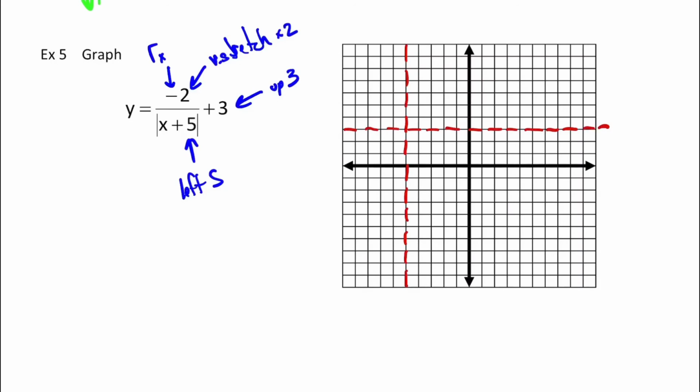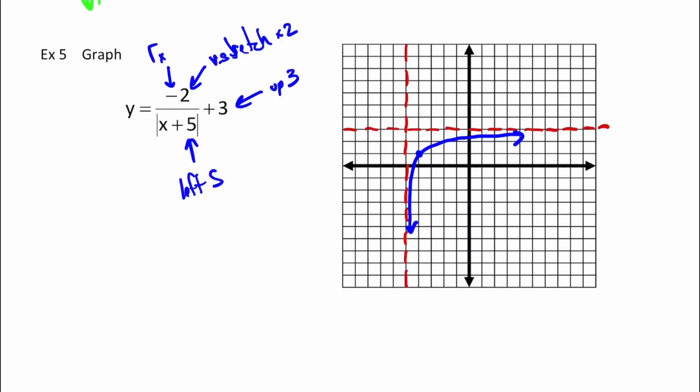So now, don't forget, this is where it gets a little confusing. Number 1, I've got a vertical stretch times 2 and a reflection in the x-axis. So this piece here, I've got to do a vertical stretch times 2 and then reflect it in the x-axis. So it's actually going to come down here. All right, vertical stretch of 2, reflected in the x, and I have this.